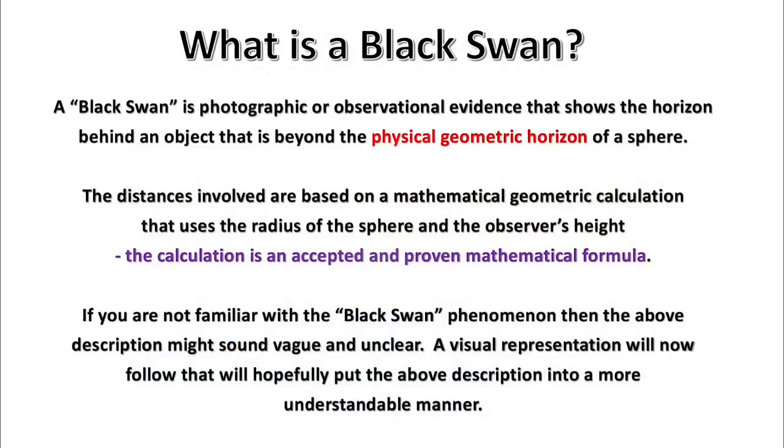What is a black swan? A black swan is a photographic or observational evidence that shows the horizon behind an object that is beyond the physical geometric horizon of a sphere. The distances involved are based on a mathematical geometric calculation that uses the radius of the sphere and the observer's height. The calculation is an accepted and proven mathematical formula. If you are not familiar with the black swan phenomenon, then the above description might sound vague and unclear. A visual representation will now follow that will hopefully put the above description into a more understandable manner.